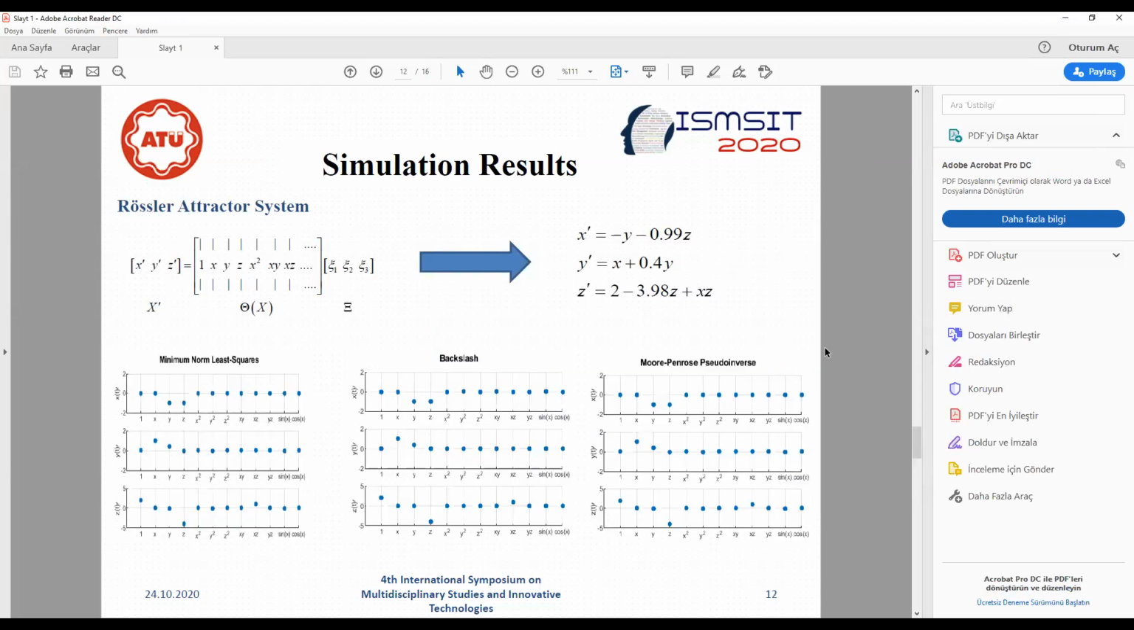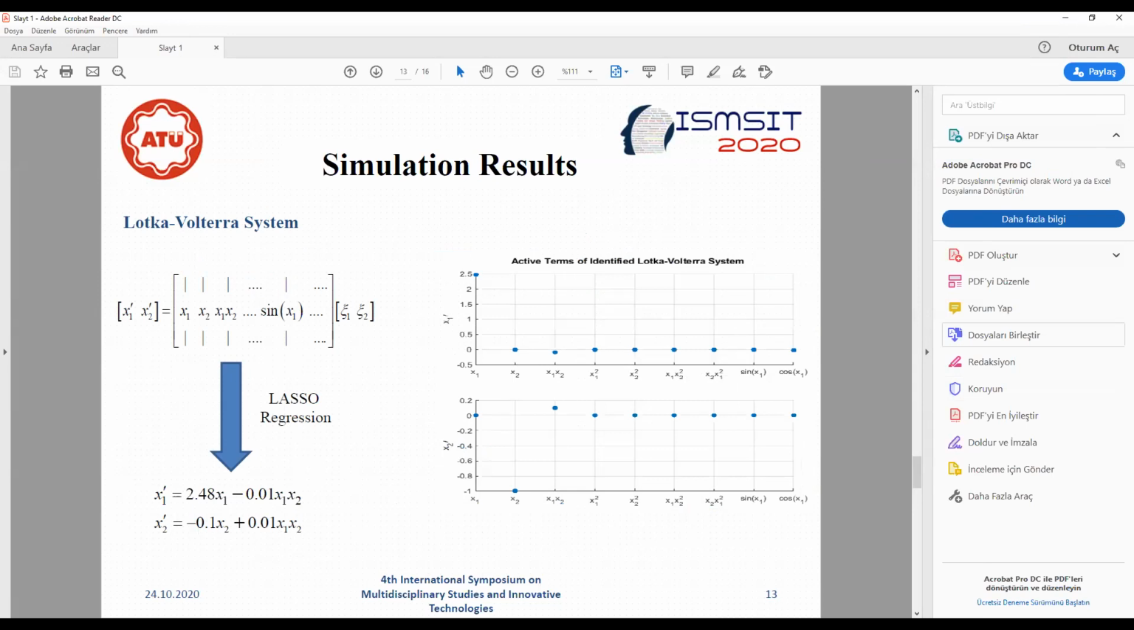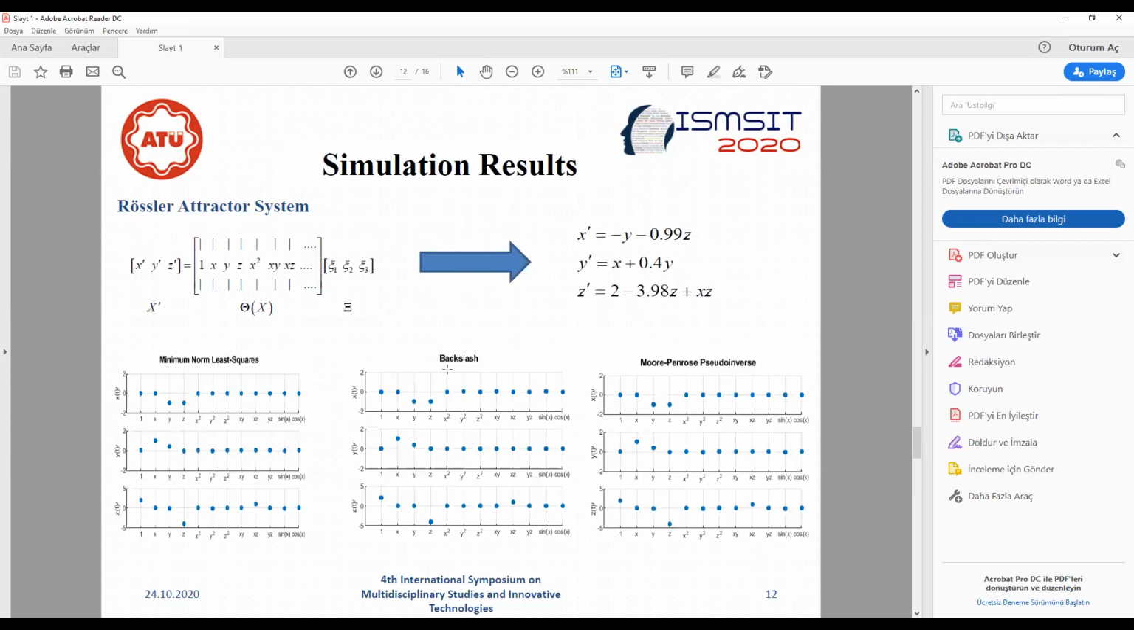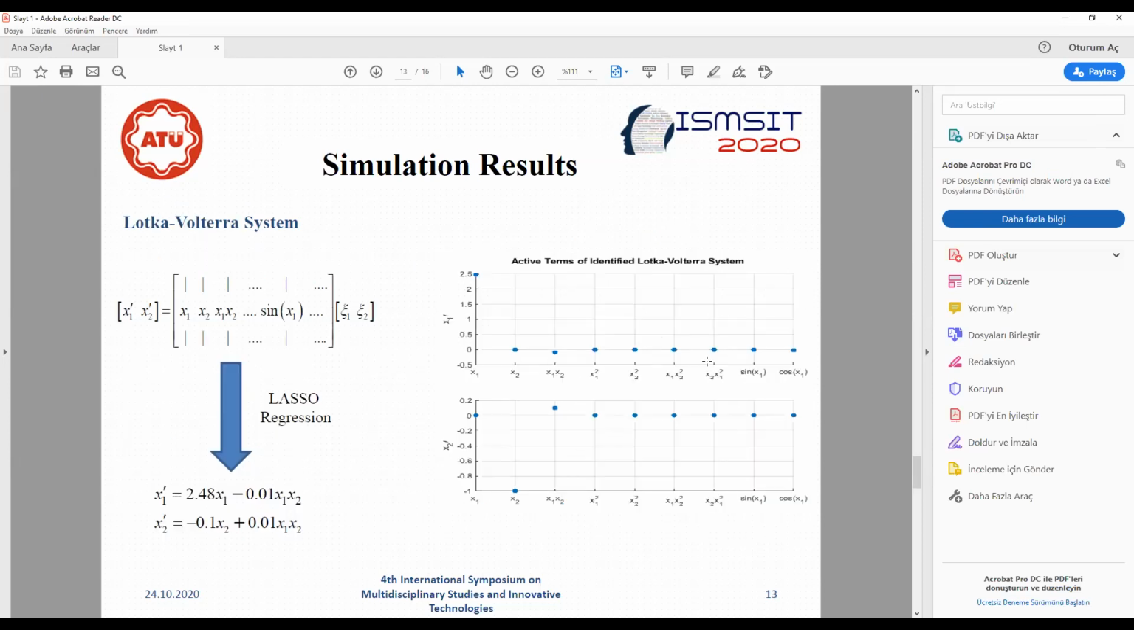For the Rössler attractor system, three different regression methods based on least squares were used for this first application. However, for the second one, we used a lasso regression method to find a dominant coefficient, because we added some noise to this application, and lasso regression is more robust than the minimum norm least squares, or Moore-Penrose pseudo-inverse method.